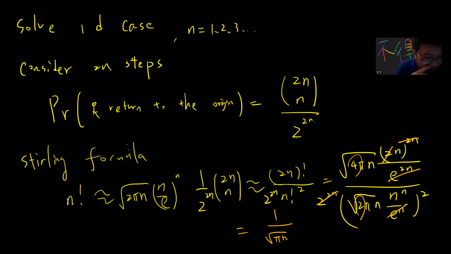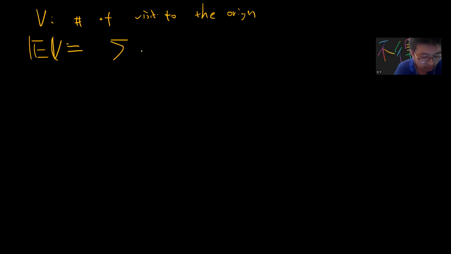Now I can ask the following: what is the expectation value of the number of times that it returns to the origin? Let's say v is the number of visits to the origin. This is simple, by definition it is just the summation of the probability that after 2n steps the walker is at 0, because returning to the origin means that after 2n steps this walker is at the origin.